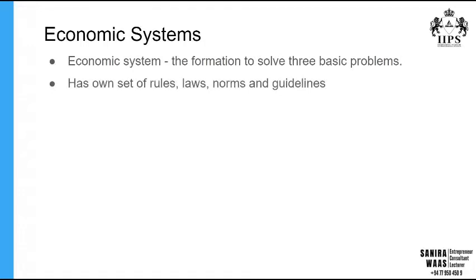Economic systems are formed to solve three basic economic problems. We know that in economics we have three basic economic problems: what to produce and in what quantity to produce, how to produce, and for whom to produce. If you need more clarification regarding these three economic problems, go and check the link above.